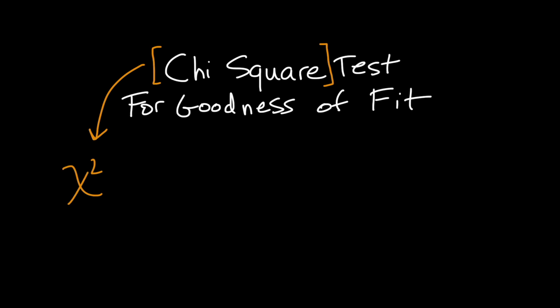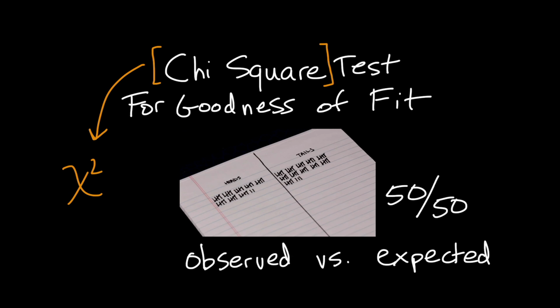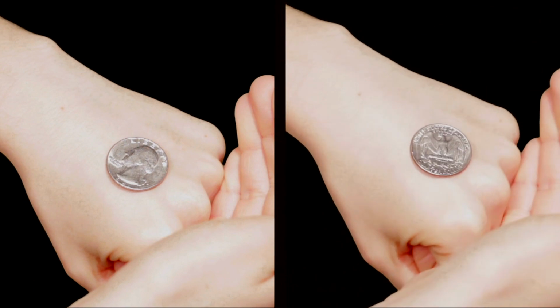The chi-square test is used to analyze categorical data. In other words, the test compares a sample of data collected about an event to expected values. In our coin flipping example, our categories are heads and tails. An event is one coin flip. Our sample is 100 events.